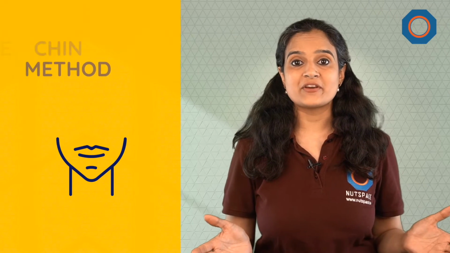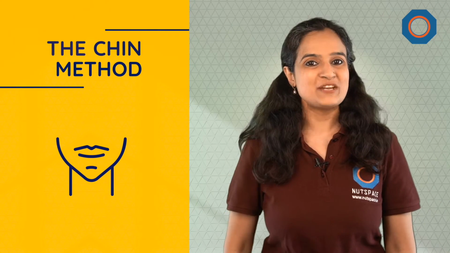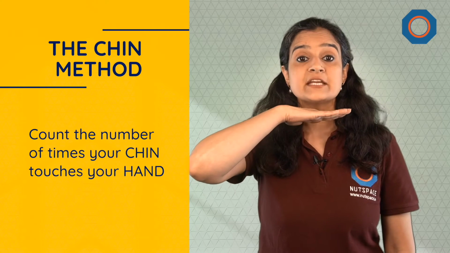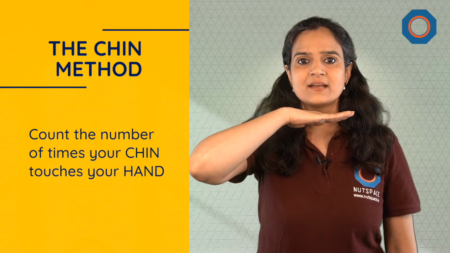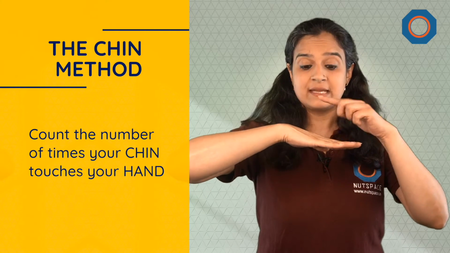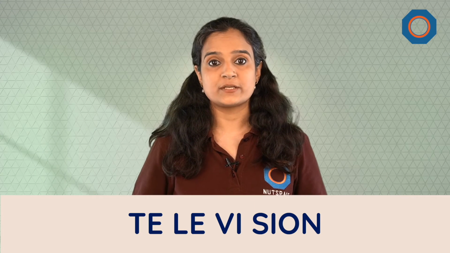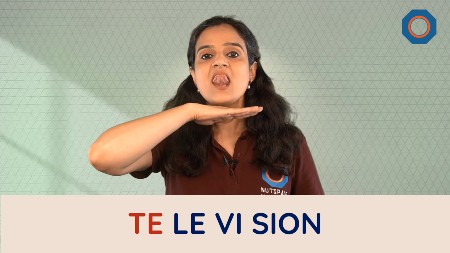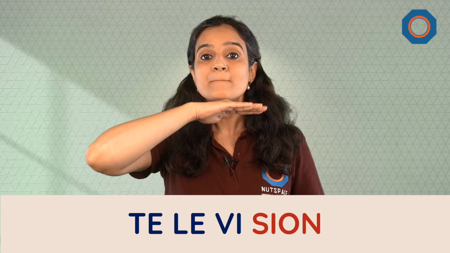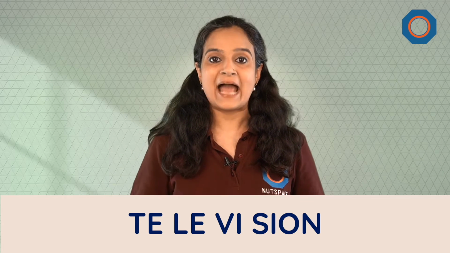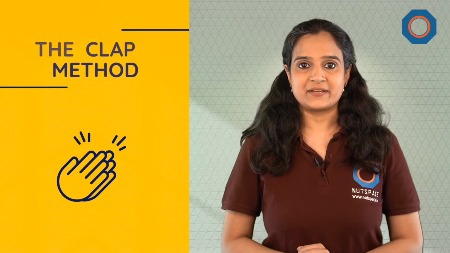The second method is the chin method. The chin method rule: put your hand under your chin. Say the word. How many times does your chin touch your hand? That is the number of syllables. Let's take the example of this word, television. Television. My chin touched my hand 4 times, so 4 syllables. Try it.